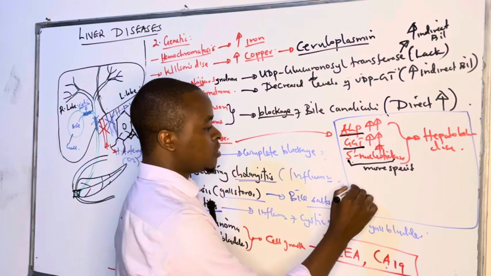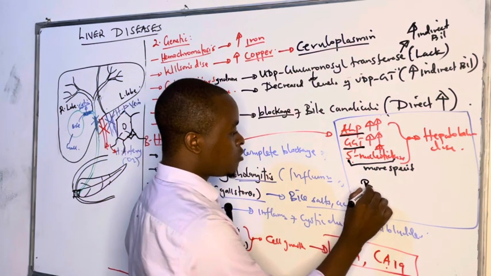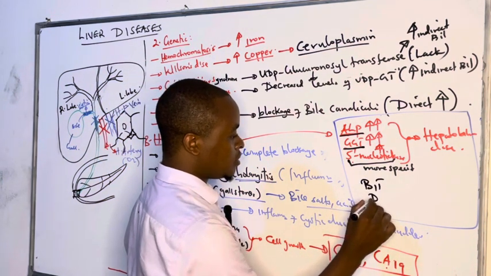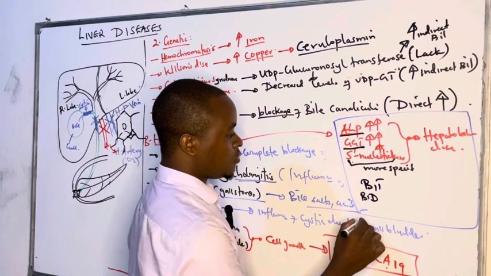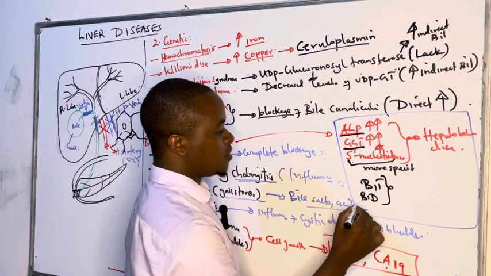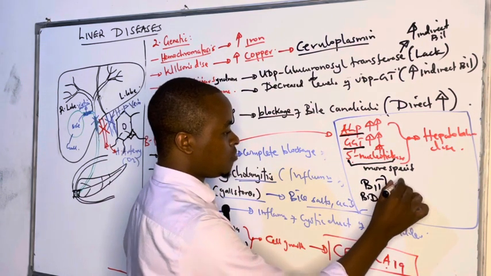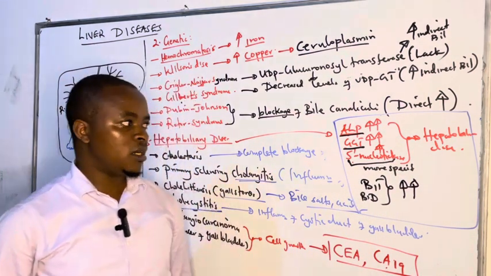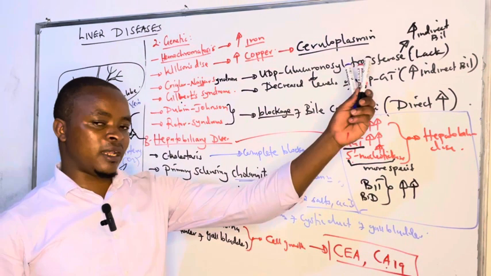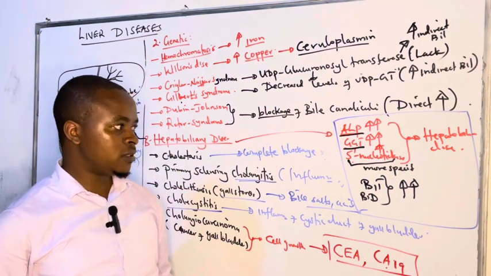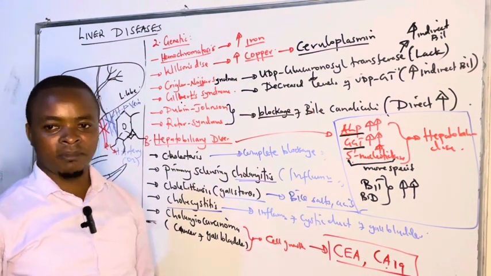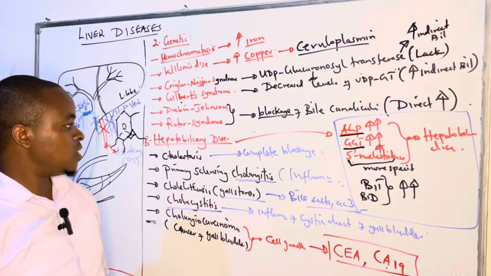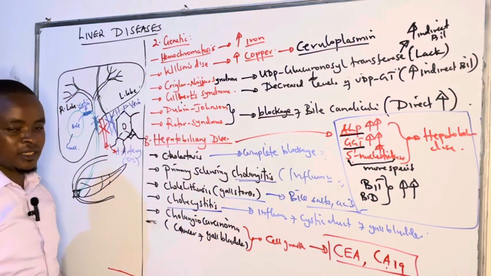Another test you can do is total bilirubin and direct bilirubin. You can do a bilirubin test, and you can find a condition known as hyperbilirubinemia, meaning it can be due to either indirect or direct bilirubin. So these are the further diagnoses you can make to confirm these liver diseases.